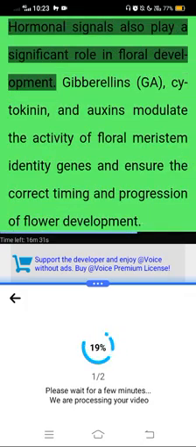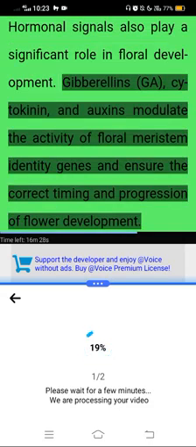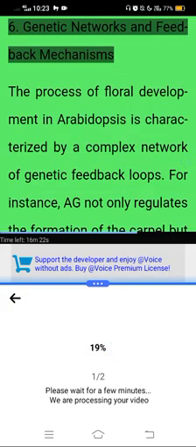Hormonal signals also play a significant role in floral development. Gibberellin, cytokinin, and auxins modulate the activity of floral meristem identity genes and ensure the correct timing and progression of flower development. 6. Genetic networks and feedback mechanisms.